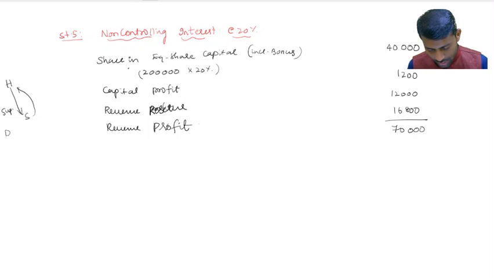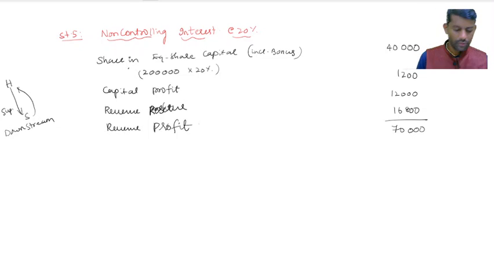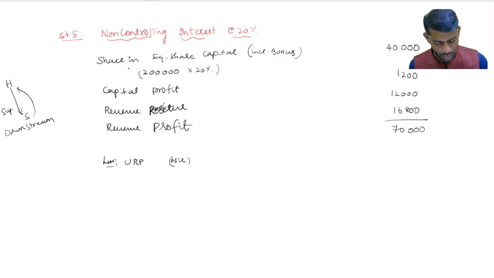So it is downstream. Therefore URP will not come in step number 5. It is only step number 7, total computation and adjustment is step number 8. Only the holding company has to bear. Got it? So if you want, you can write less URP nil, because URP is nil. It is downstream.